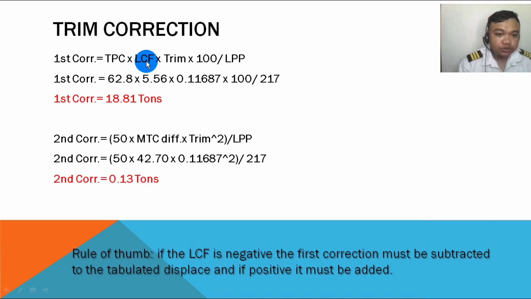The rule of thumb: if the LCF is negative, then the first correction should be subtracted from the tabulated displacement at quarter mean. Simply because if we have a negative value here, then the answer for the first correction will be negative, and it should be subtracted from the value of the displacement at quarter mean.